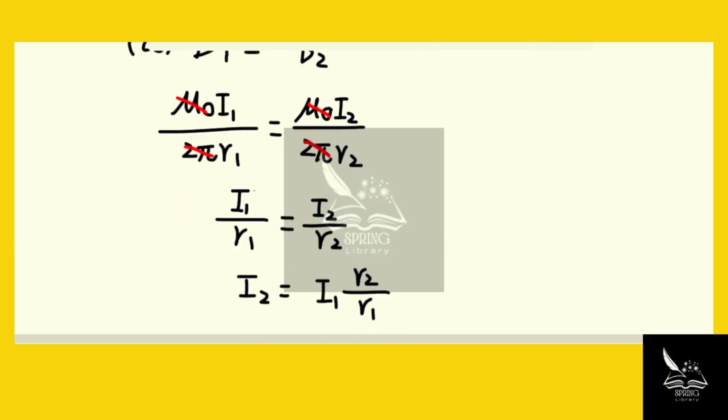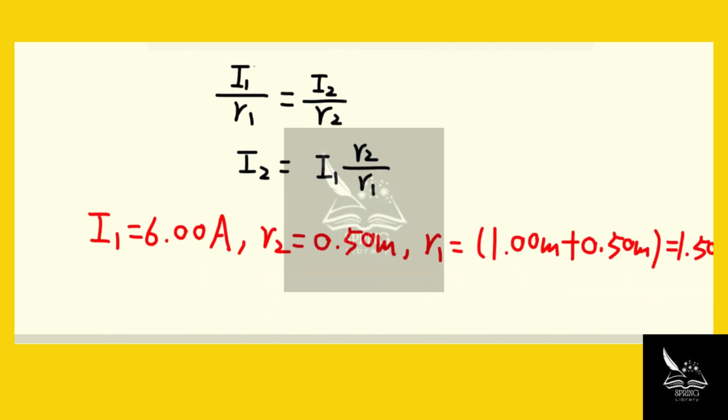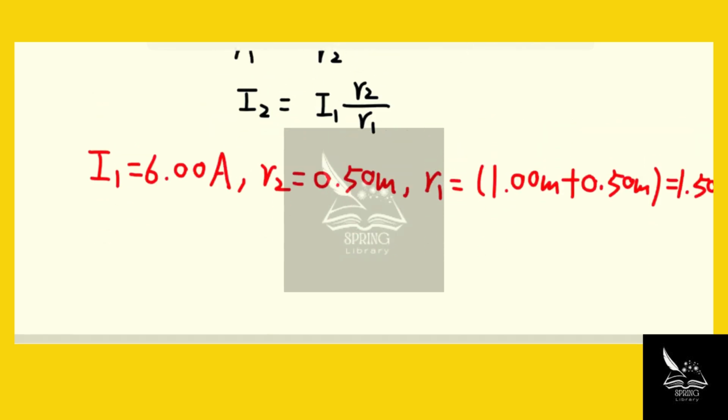So I2 is equal to I1 times R2 over R1. So we know I1 is 6 ampere, R2 is the distance between wire 2 to point P, which is 0.50 meter, and R1 is the distance between wire 1 to point P, which is 1.50 meter. So therefore, let's determine the I2.